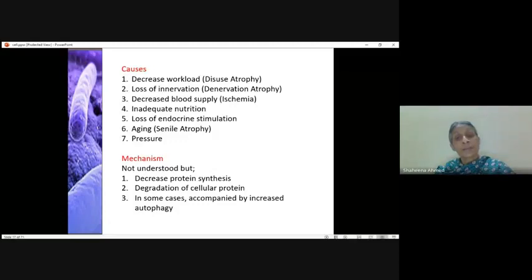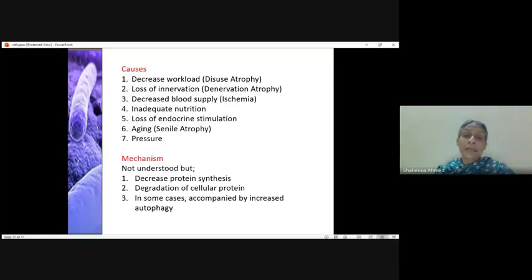Now, in cases of ischemia, again, if the blood supply to a certain tissue becomes decreased, those cells can atrophy due to a decrease in their blood supply. Again, if the nutrition is not a well balanced diet, if you are missing important ingredients from your nutrition, again, you will see atrophy in specific organs or the whole of the organs of the body.